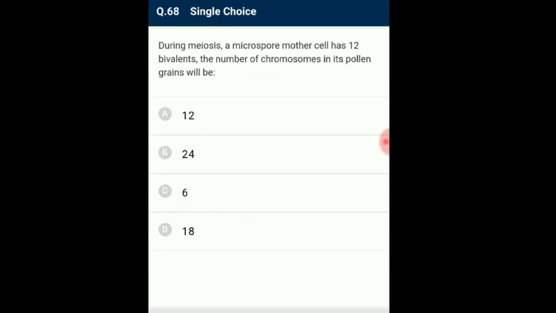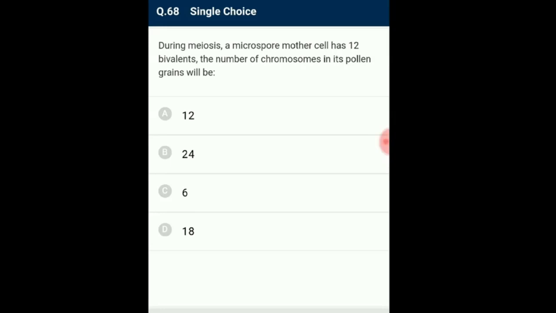Question number 68. During meiosis, a microspore mother cell has 12 bivalents. The number of chromosomes in its pollen grains will be. Meiosis is a reductional type division where the chromosomal numbers are halved in daughter cells formed. During the meiotic division process, there is the formation of bivalents, which are paired homologous chromosomes. If a cell has 12 bivalents, then the mother cell will have 24 chromosomes.